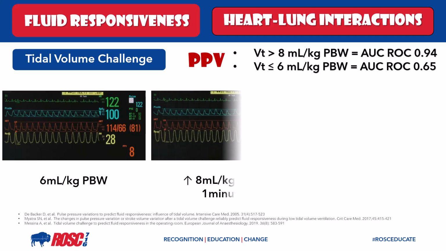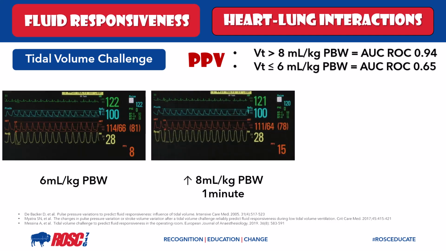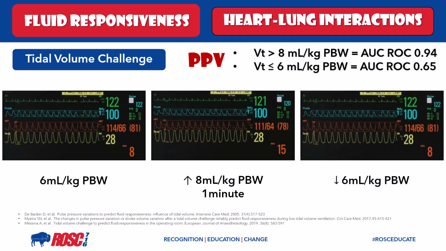So what do you do? Well, you increase the tidal volume transiently for 1 minute to 8 mLs per kilo of predicted body weight. Here you see a pulse pressure variation of 15. 15 is greater than 12. This patient is a fluid responder. From there, you decrease the tidal volume back down to baseline, 6 mLs per kilo of predicted body weight, and you see the pulse pressure variation go back down to 8. So to recap, what you've essentially done is uncovered a false negative by increasing the tidal volume up to 8 mLs per kilo predicted body weight.